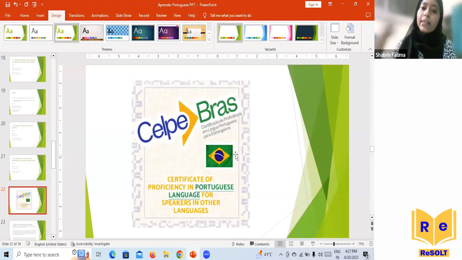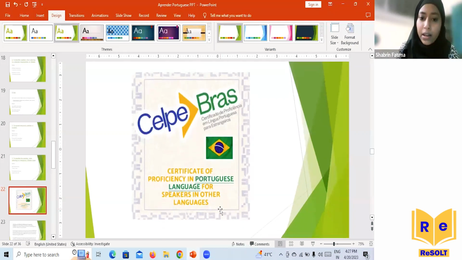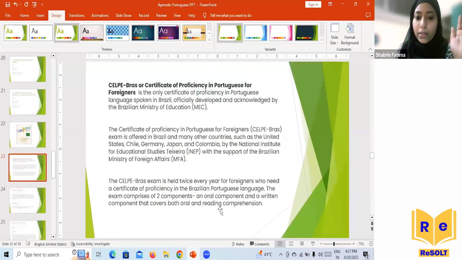That is for the Brazilian Portuguese. Okay, you have to appear in this exam and you have to clear this one. That is the Certificate of Proficiency in the Portuguese language for speakers of other languages whose mother tongue is not Portuguese. So they can appear in this exam after completing one or two or three levels.